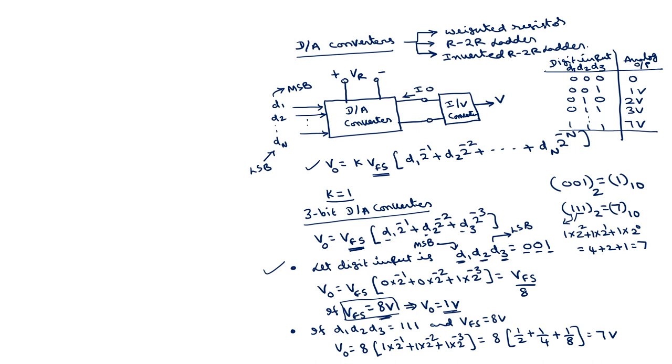Now, how to implement this D to A converter? If I consider the first type of D to A converter, the weighted resistor, as the name implies, we are going to use resistors whose weights are powers of 2.